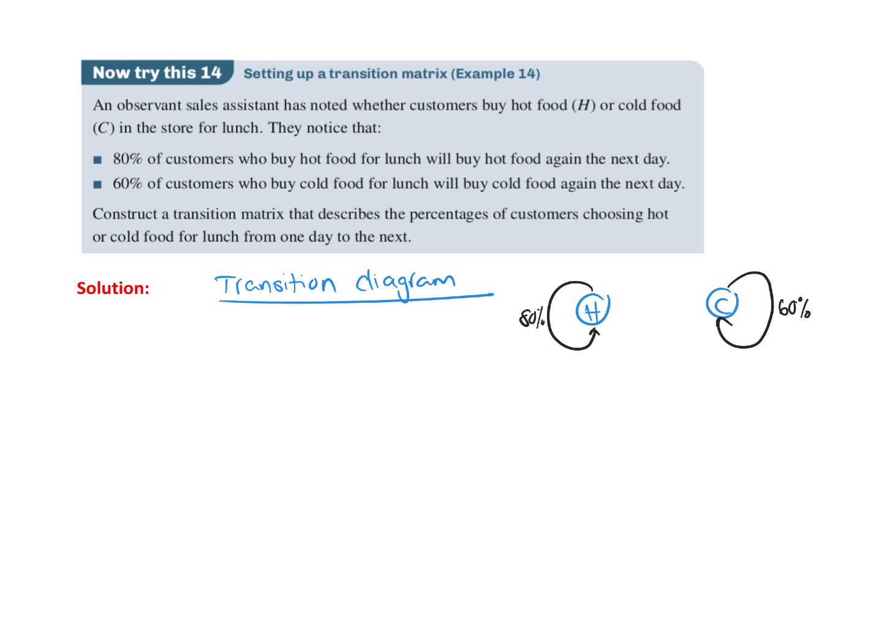All right. So if we've got 60% of the cold going back to cold, how many are left of the cold? If you've already got 60, how many left? 40. So we know 40 must have gone over to hot. And what about if we've got 80% staying, we've got 20% that must have gone that way. Okay. So construct a transition matrix. I actually just started off with a diagram, but we need to do a transition matrix.